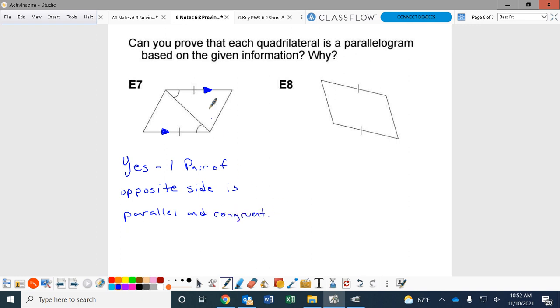Guys, see how tricky that was though? They didn't mark it parallel, but they showed you a way to prove that it was parallel. They put the alternate interior angles on there, which makes it parallel. You gotta be careful, they try to trick you.